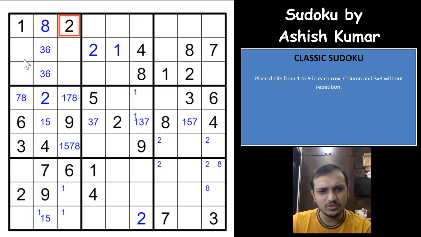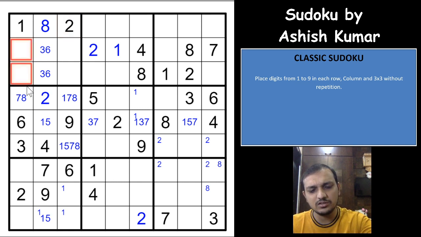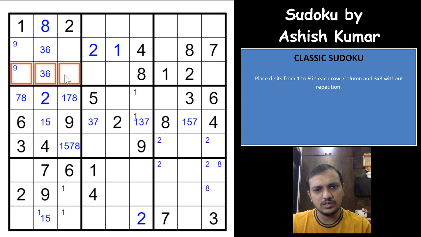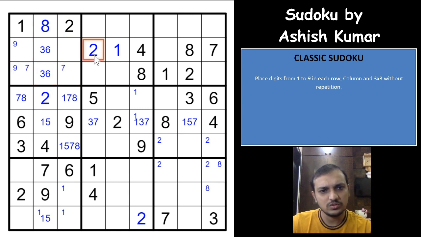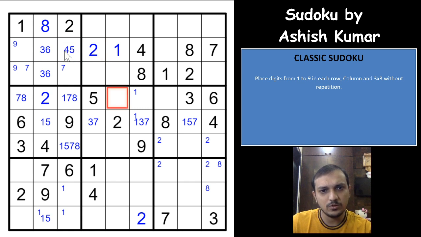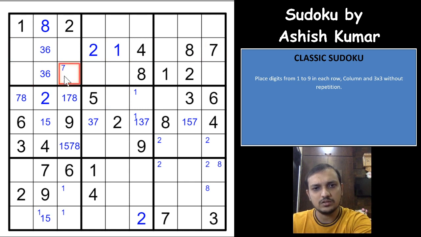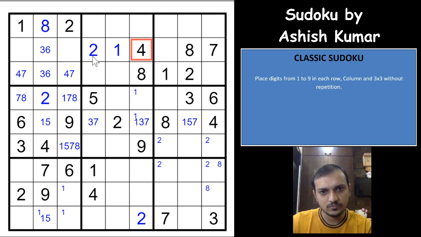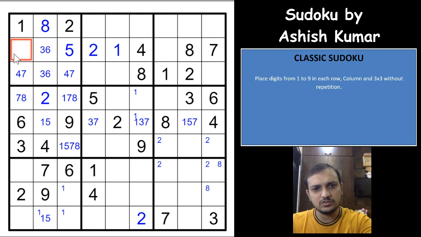No, I don't think it will help much. You will get a 9 here in these two cells, 7 in these two cells, and this cell would have to be 4, 5. Oh, 4, 5, 7 and 9, right? So 4 and 7 is here, so 4 and 7 would have to be here. So this would have to be 5 and 9, and this is 5, this is 9.